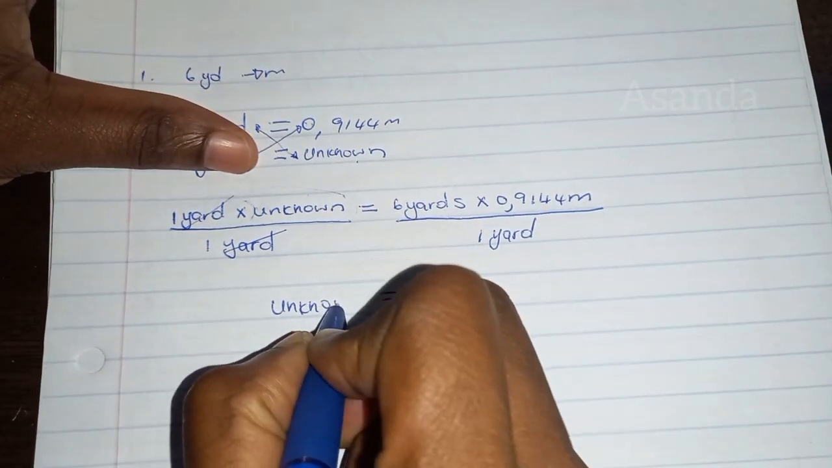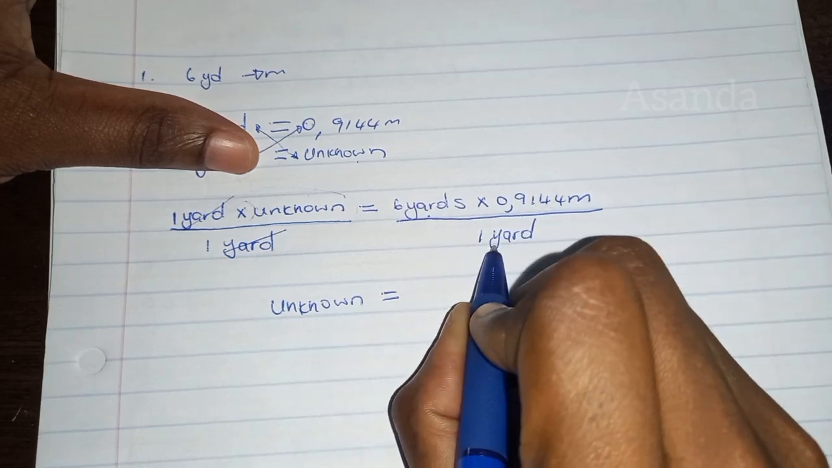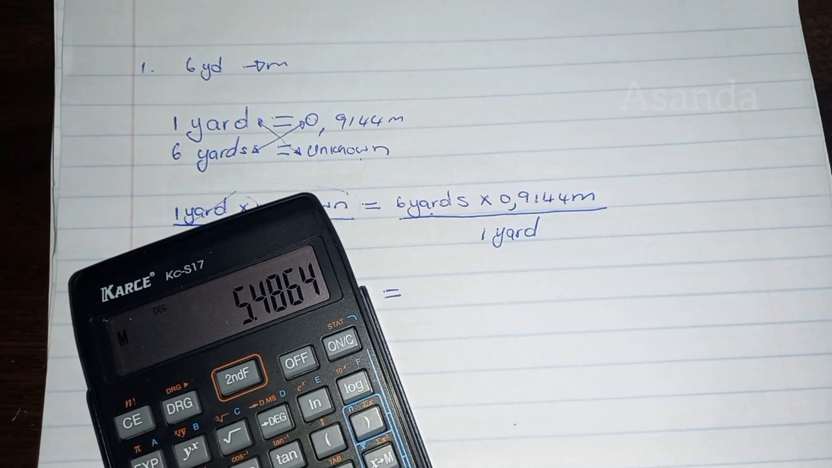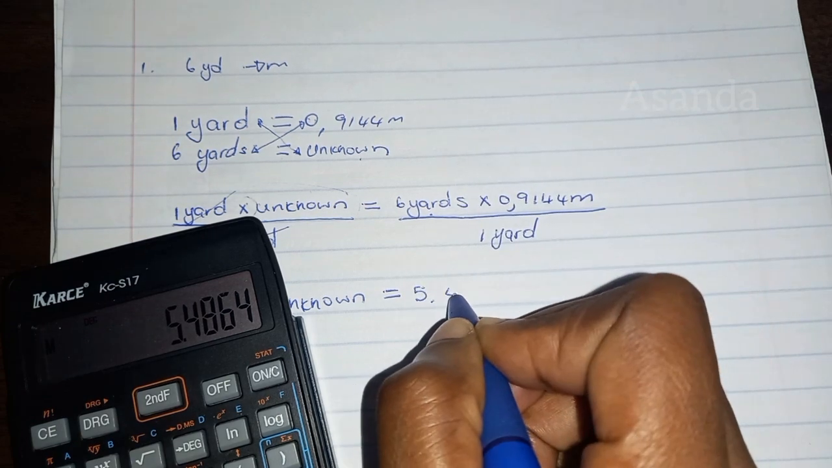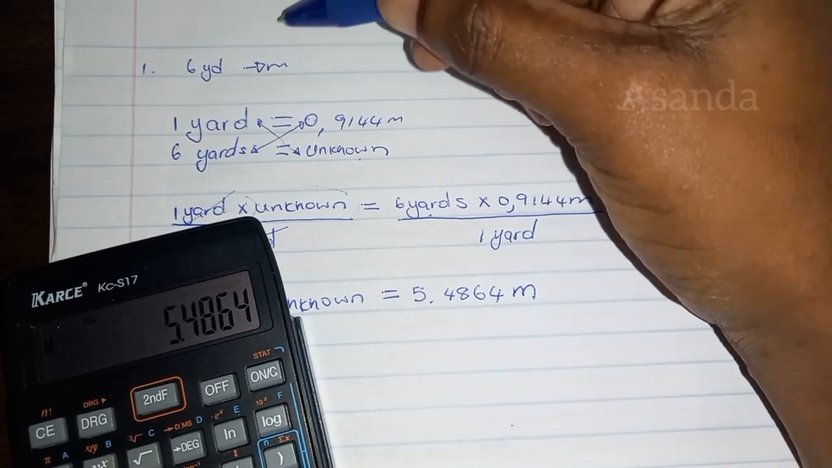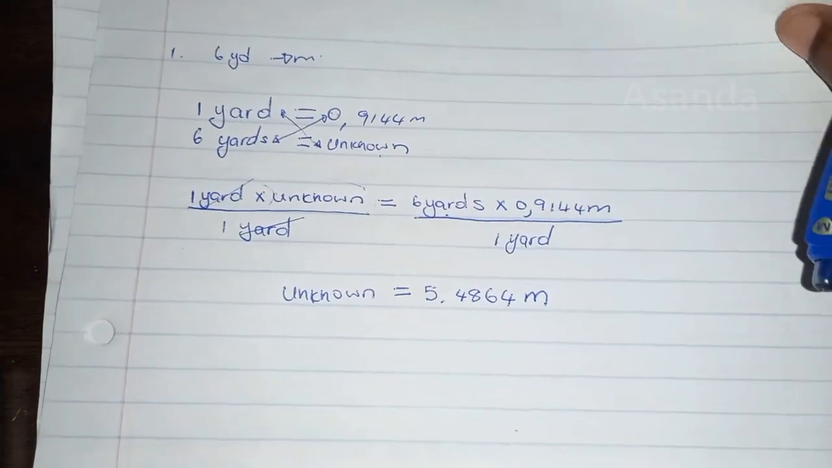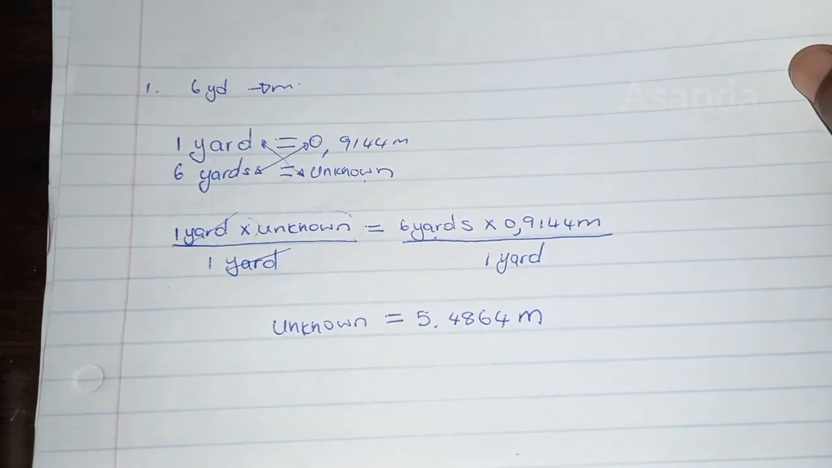unknown on this side is equal to 6 times 0.9144 divided by 1. So I say 6 times 0.9144 divided by 1, and I have 5.4864 meters. Remember I said I was converting to meters, so now it's meters. Now I'll check if my answer says round off to 2 decimals, whole number, but it doesn't say anything on this particular question, so I'm done.